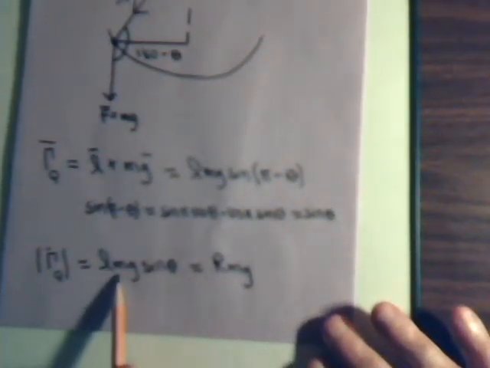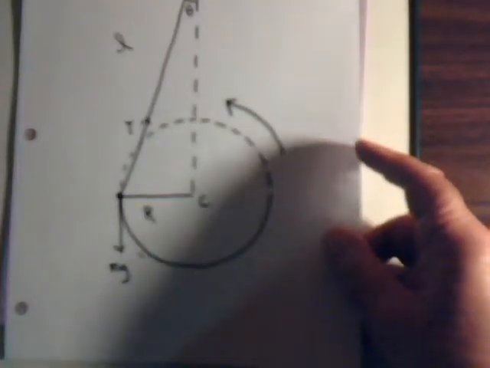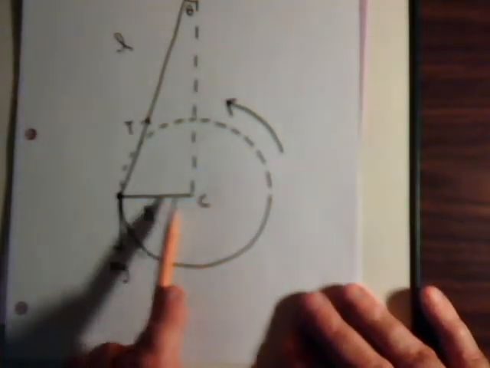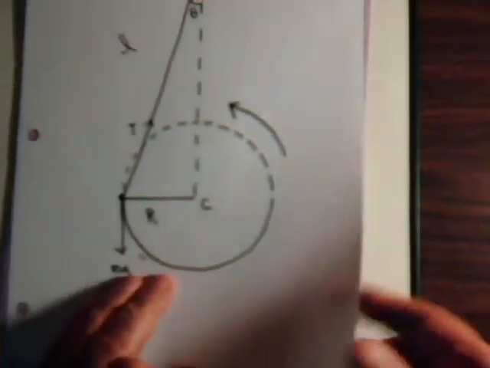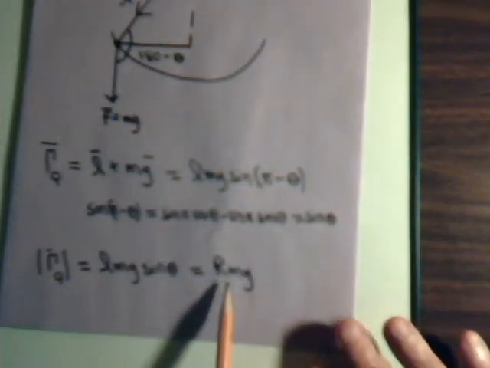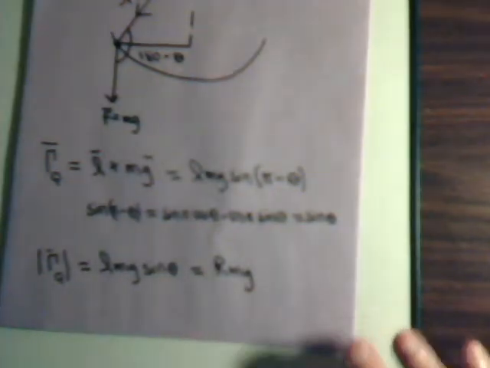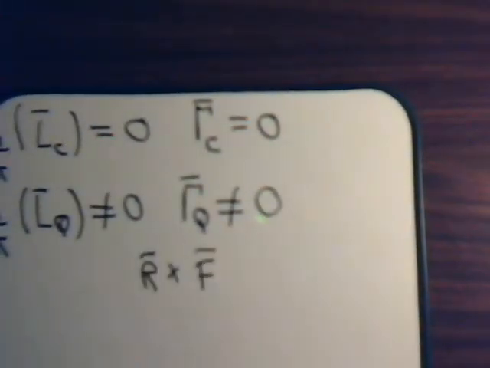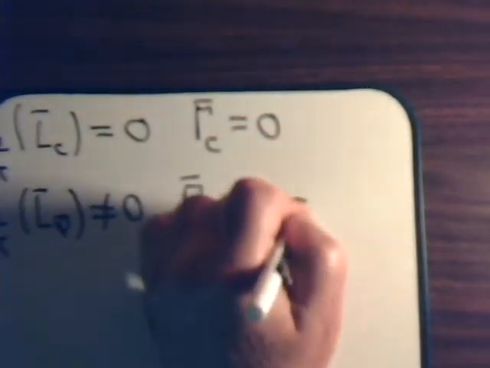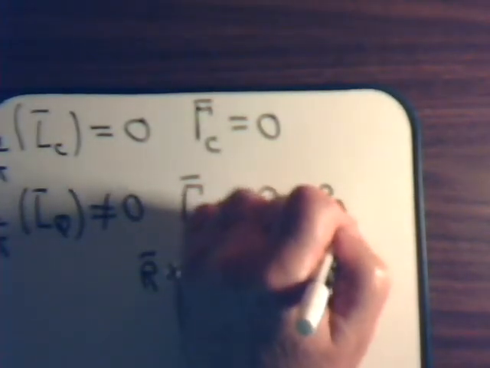So the magnitude of the torque is Lmg times the sine of theta, but again remember, L times the sine of theta, that's just the radius for the circle, r. So that is Rmg. So we've determined that indeed the torque taken about Q is not 0. In fact, it equals Rmg.